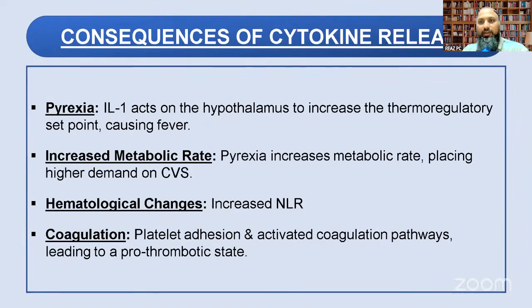The consequences of cytokine release are basically four effects. One is pyrexia, which is due to interleukin 1 acting on the hypothalamus to increase the thermoregulatory set point, causing fever. This fever leads to an increased metabolic rate, placing a higher demand on the cardiovascular system, especially causing tachycardia. The hematological changes are increased neutrophil count and decreased lymphocyte count, leading to an increased neutrophil lymphocyte ratio, or NLR. Platelet adhesion and activated coagulation pathways occur through the cytokine release as well as through antidiuretic hormone release from the posterior pituitary, which leads to a prothrombotic state.